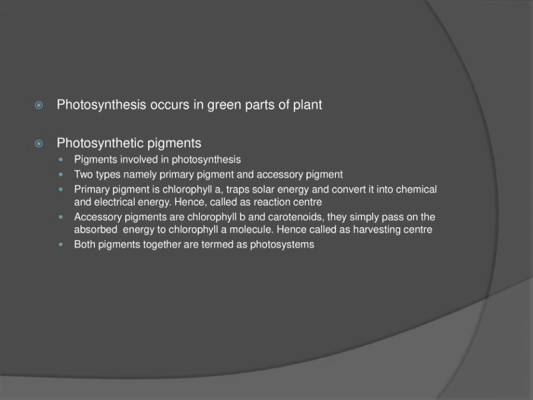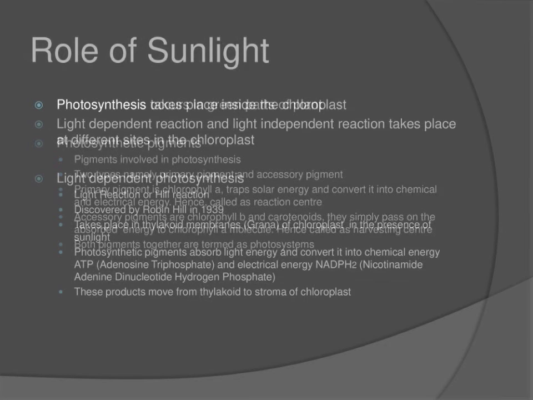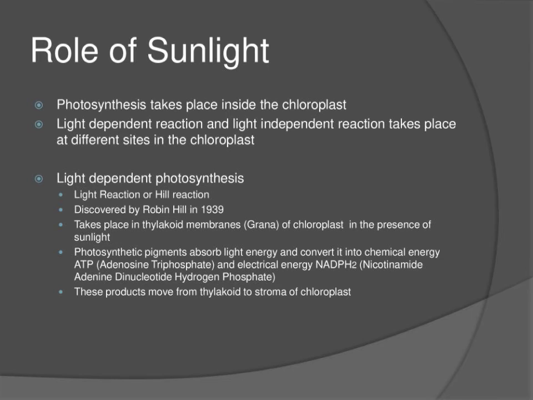Now, we are going to see the role of sunlight in photosynthesis. As I have already told, photosynthesis takes place inside the chloroplast. We have studied the structure of chloroplast in detail. The entire process of photosynthesis takes place inside the chloroplast. We can divide photosynthesis into two types, light dependent reaction and light independent reaction, and these two reactions take place at different sites in the chloroplast.